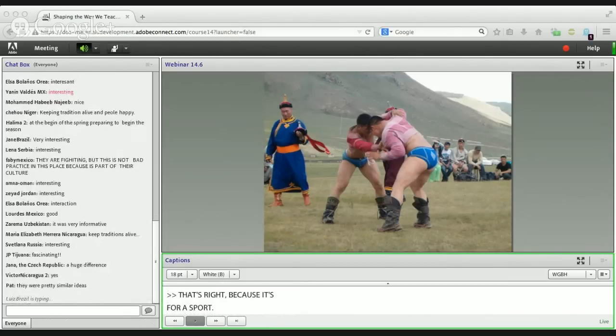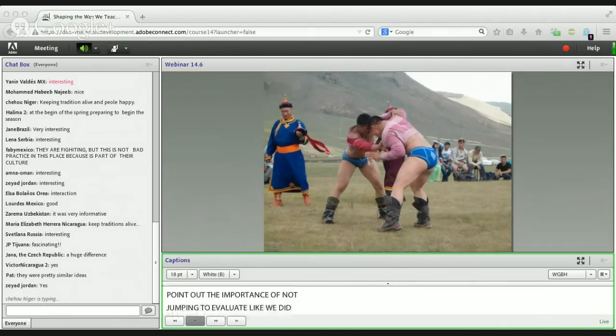So, another picture. In the classroom, you can point out the importance of not jumping right to evaluate, like we did with the snake picture. Everyone stands and evaluates the same situation differently. And knowing this is the key to successful intercultural communication.